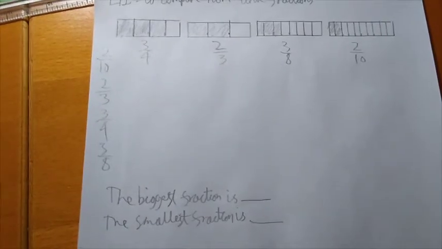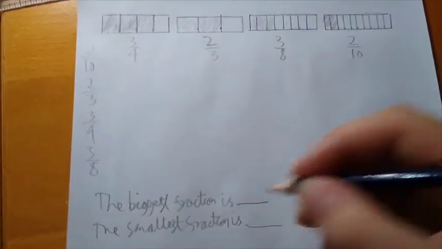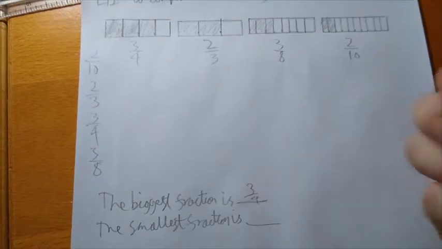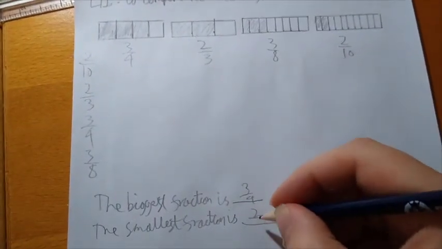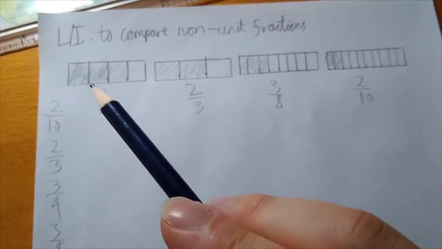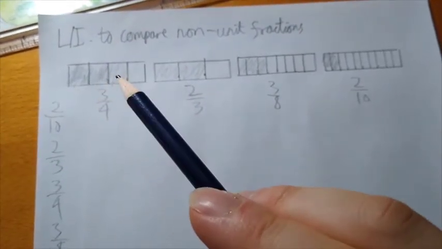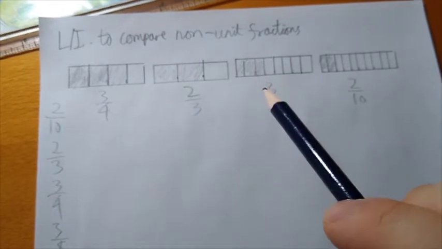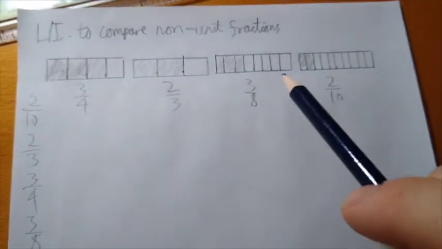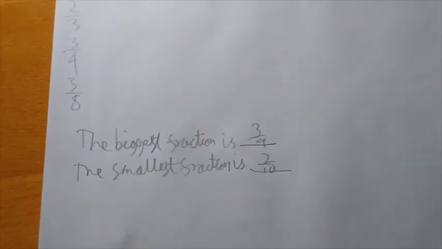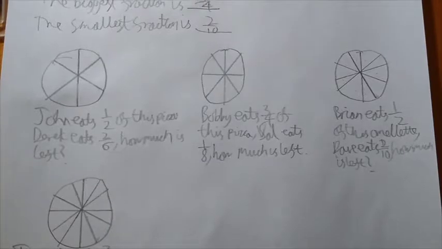So the biggest fraction is 3/4. Smallest fraction, 2/10. So one way to have worked it out would have been to see which part of these bar graphs are shaded and which bar graph has the most shading in it. So if you've got 3/4 for biggest, 2/10 for smallest, very, very well done indeed.